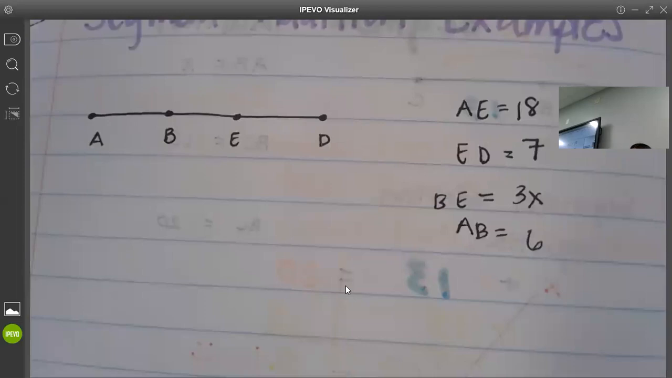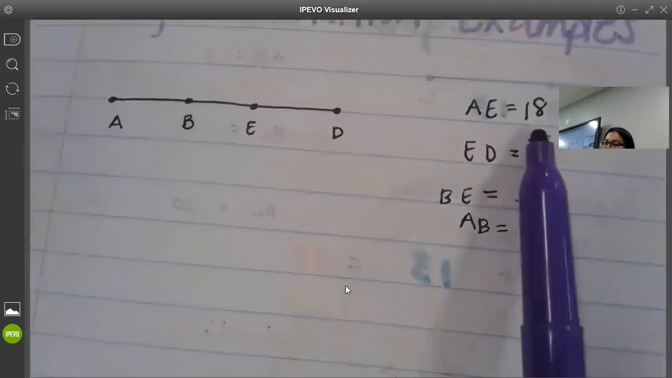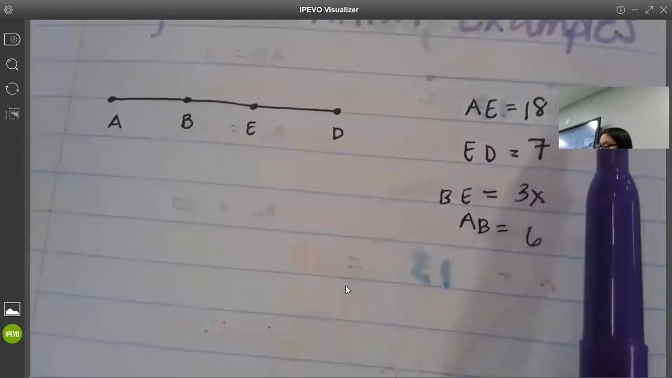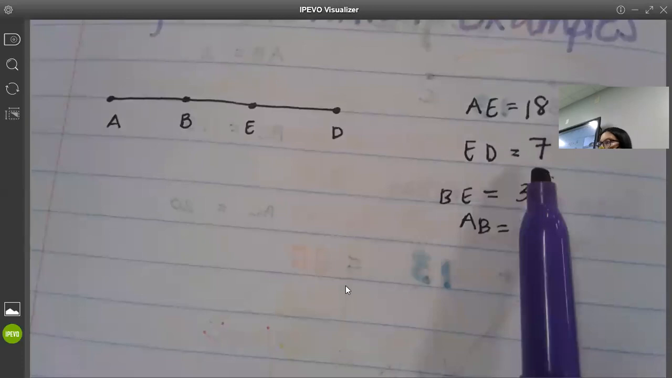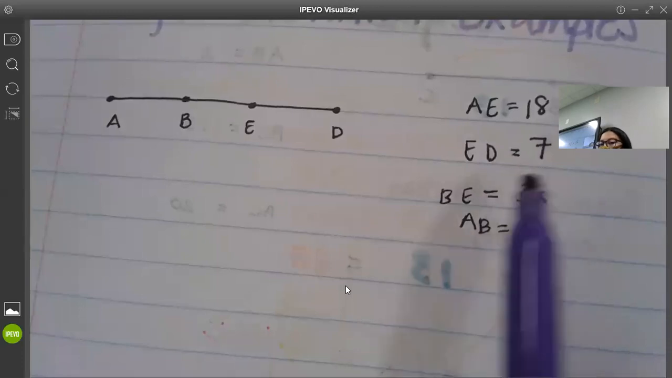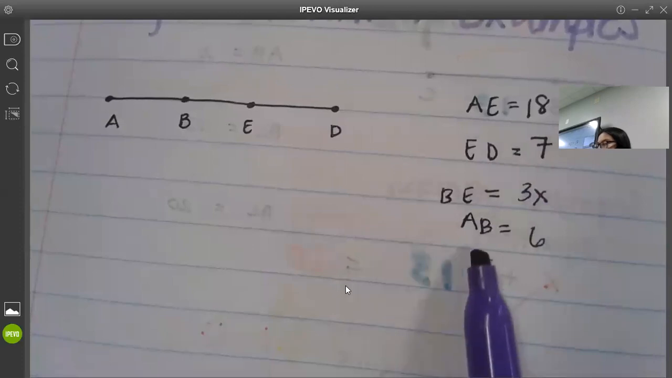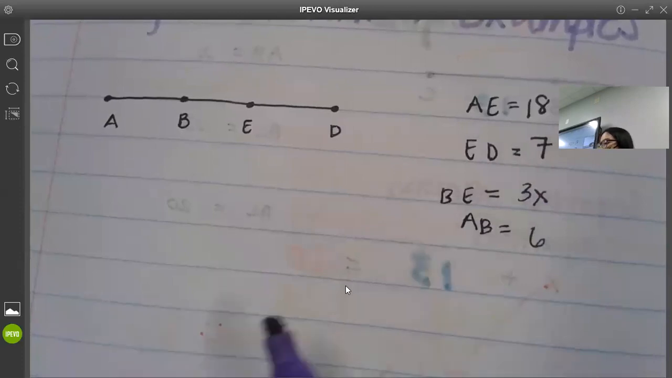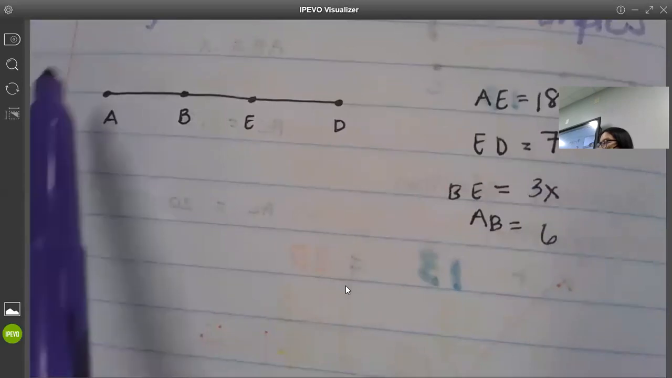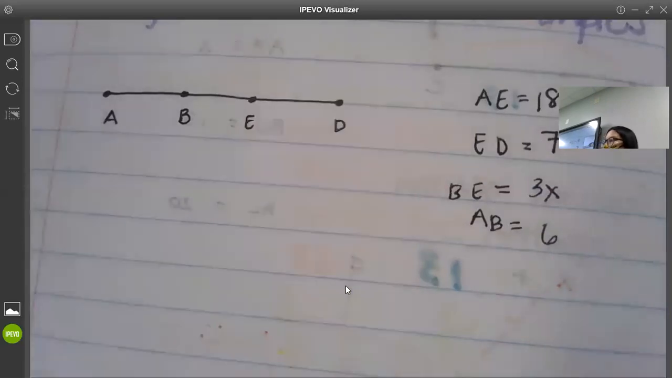So I'm gonna walk around, give you a red check if you can label it correctly. So that means from A to E, you label 18. From E to D, you label 7. From B to E, you label 3X. From A to B, you label 6. So label right here, like on page 11, if you do it correctly, when I walk around, I'll give you a red check. So try it.